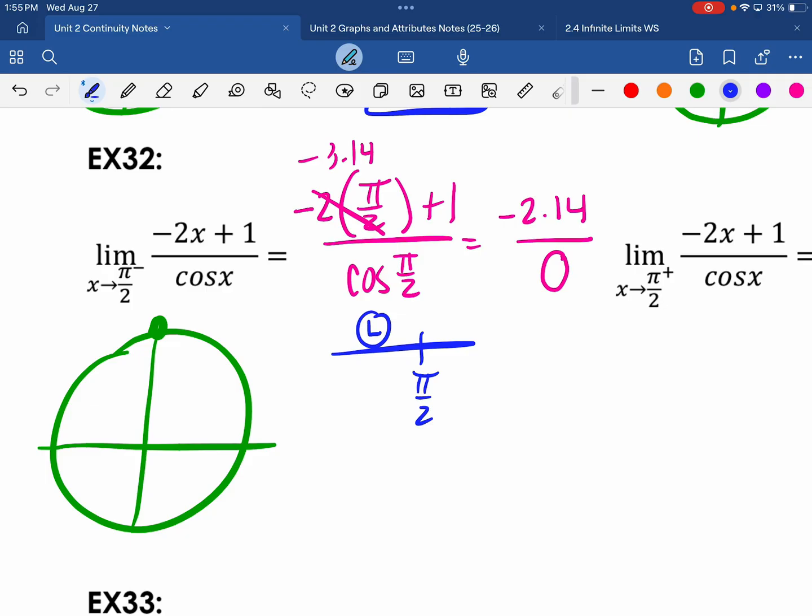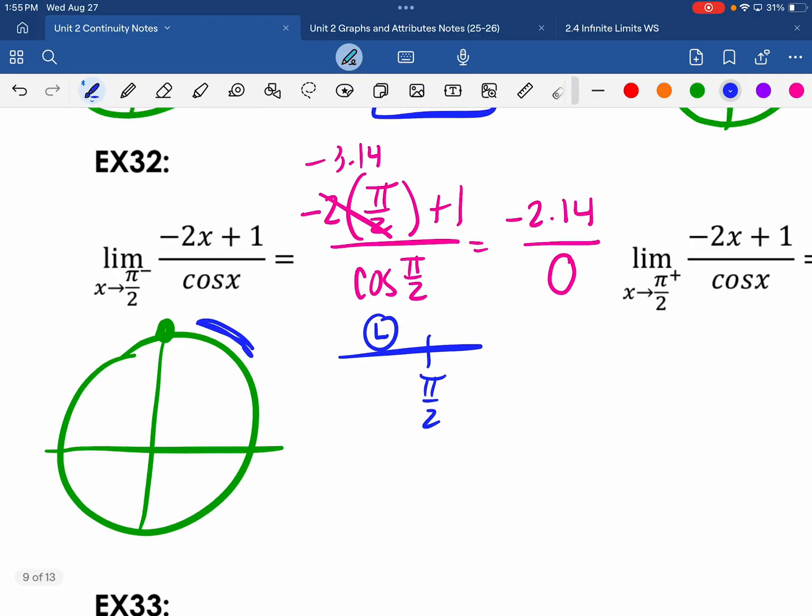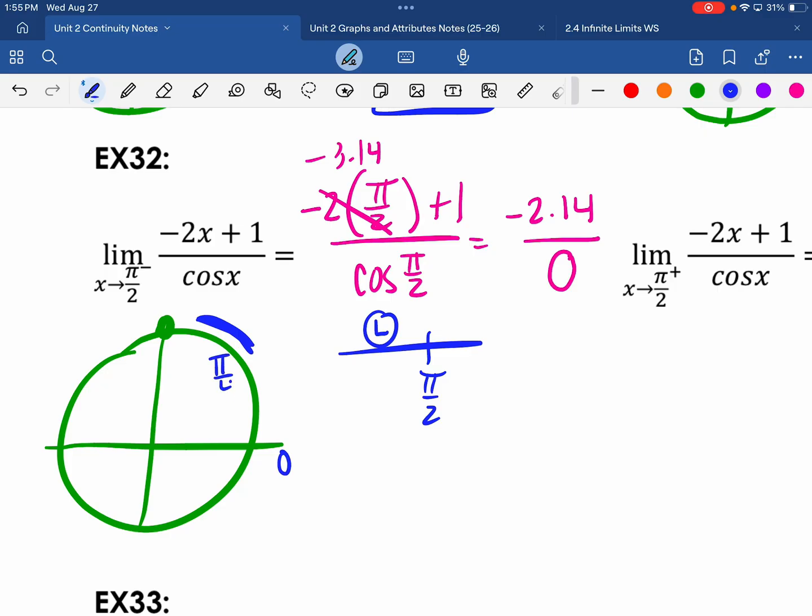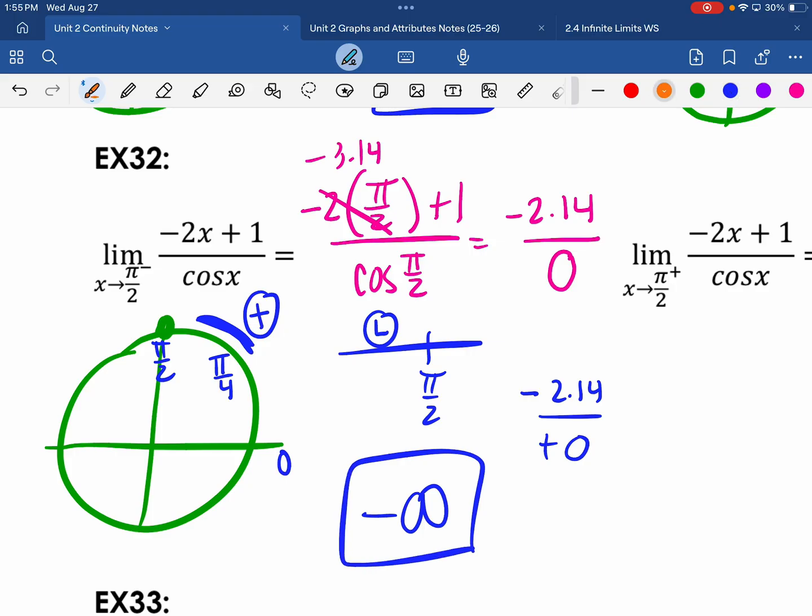So it's weird. The left side is positive, because it goes from 0 all around the circle to 2 pi. So it gets bigger as it goes counterclockwise. So when you're talking about cosine, it's backwards. The left side is really on this side. So the cosine values, are they positive or negative? Positive. So we're talking about negative 2.14 over a positive 0, which would be negative infinity. That happens with cosine because of the way you move around the unit circle.